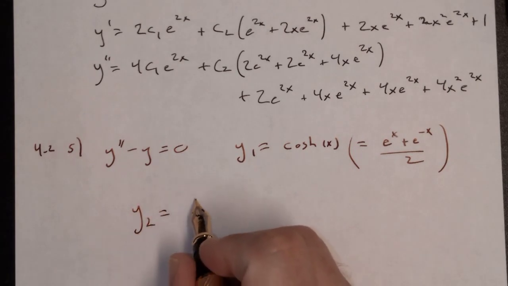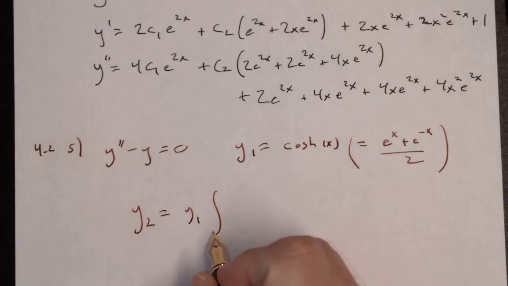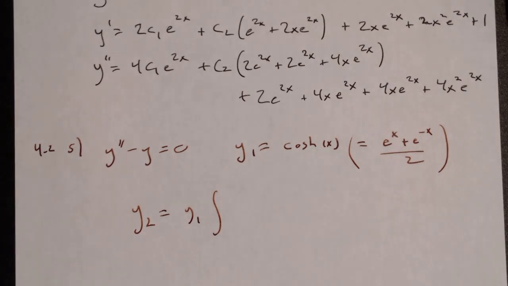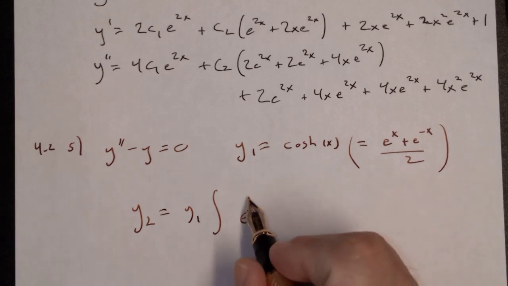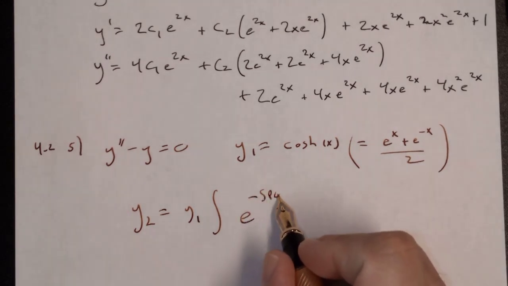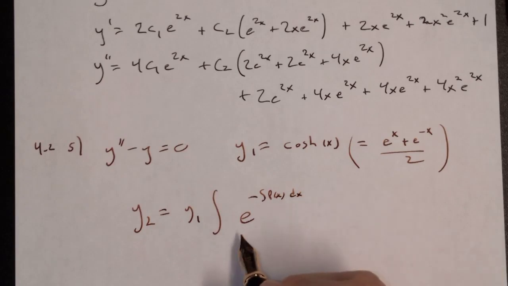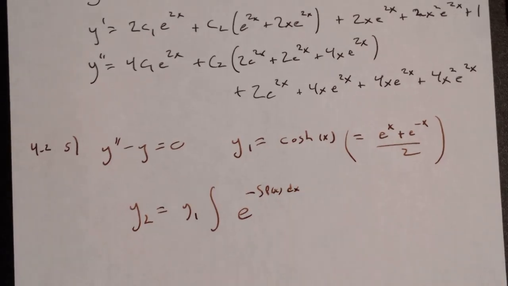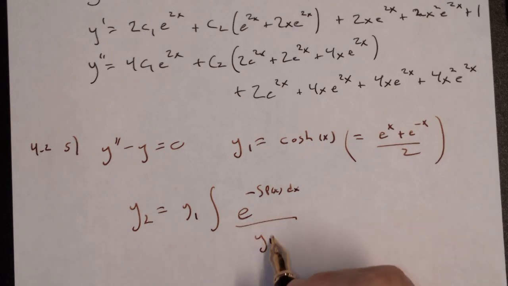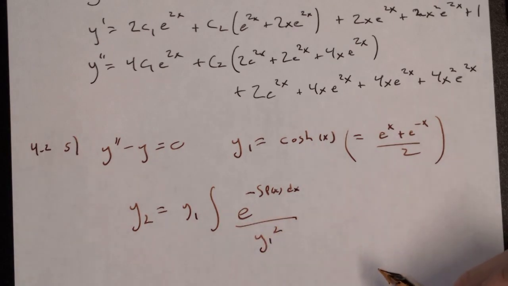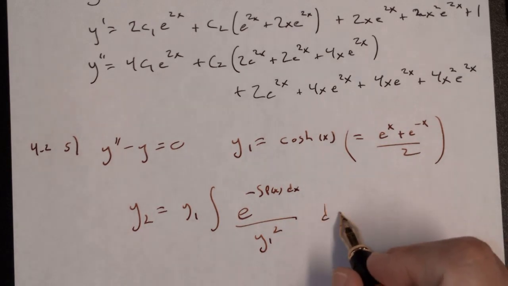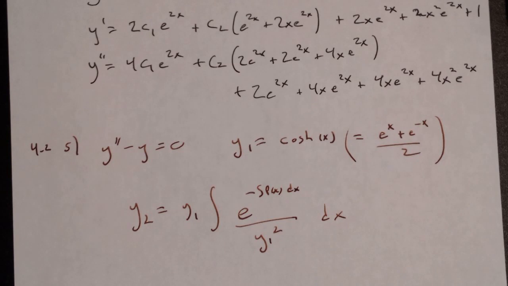So y2 is y1 times the integral of e to the negative integral p of x dx over y1 squared dx. Right? Okay. But what's p of x in this problem?